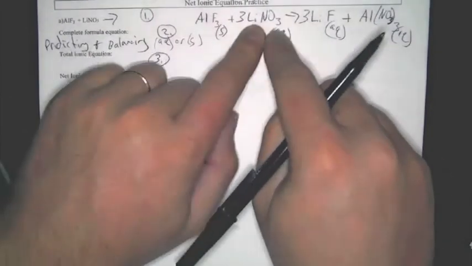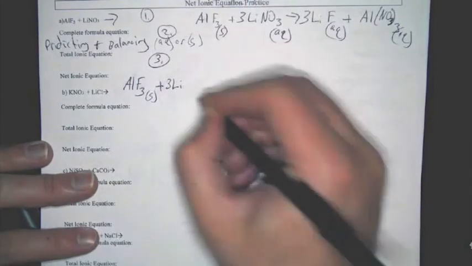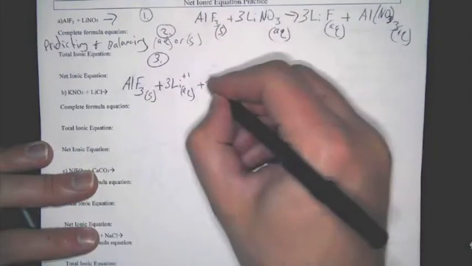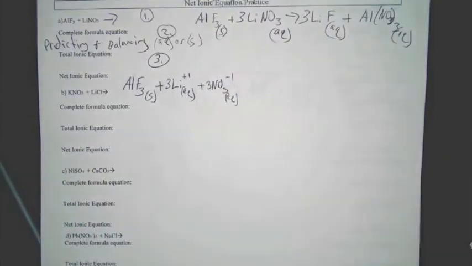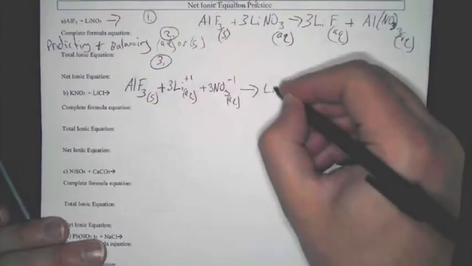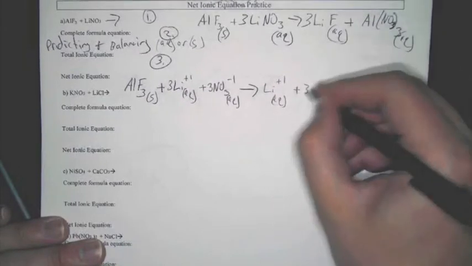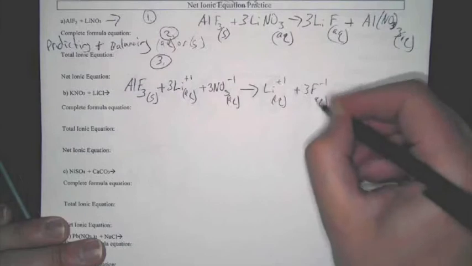However, lithium nitrate, does that get split up? Yes, it does, because you've got lithium, you've got nitrate, it's aqueous. So you're going to split it up. You've got 3 lithiums. That's plus 1, aqueous. Plus 3 NO3s, negative 1, aqueous. Okay? You draw your arrow. Same concept over here. You've got 3 lithiums, each one is plus 1, aqueous, plus 3 Fs, negative 1, aqueous.